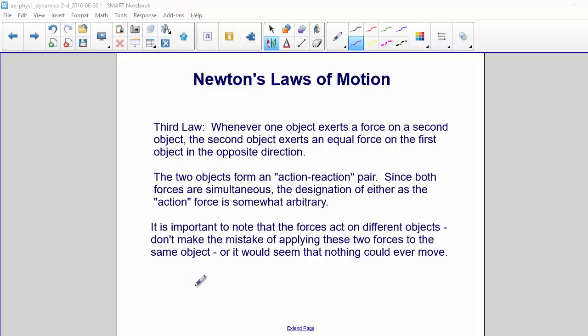Don't make the mistake of applying these two forces to the same object, or it would seem that nothing could ever move. You can write these forces as the force of object 1 on 2 is equal to the negative of the force of object 2 on 1. They're equal, but they're opposite. So you can say that if we have a book lying on a table, the book pushes down on the table, and the table pushes up on the book. That would be an action-reaction pair.